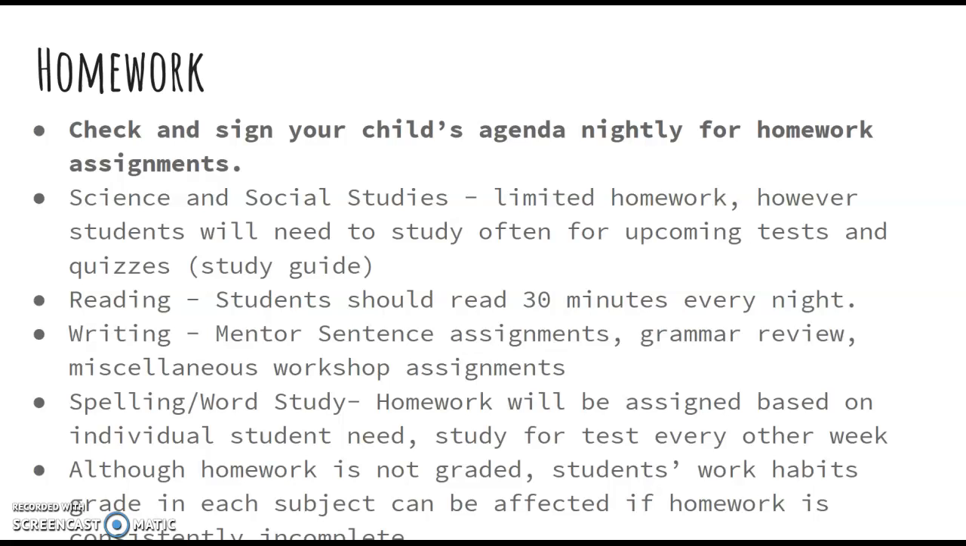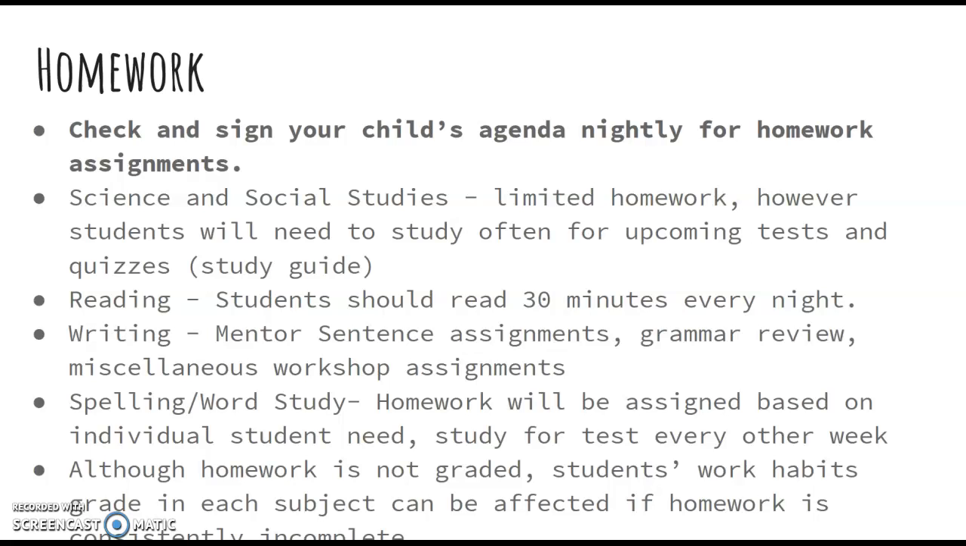Writing. They will have mentor sentence assignments, grammar review, and some workshop assignments if they didn't finish at school. Spelling and word study. Homework will be assigned based on an individual student need. For example, if a student made a 100 on their spelling pretest, they will not have spelling homework. If a student did not make a 100% on their spelling pretest, they will need to study for their spelling tests. We will have spelling tests every other week. We will have word study tests in between.